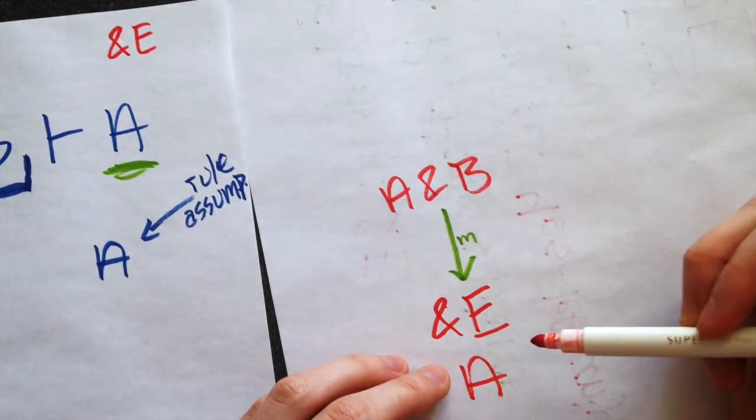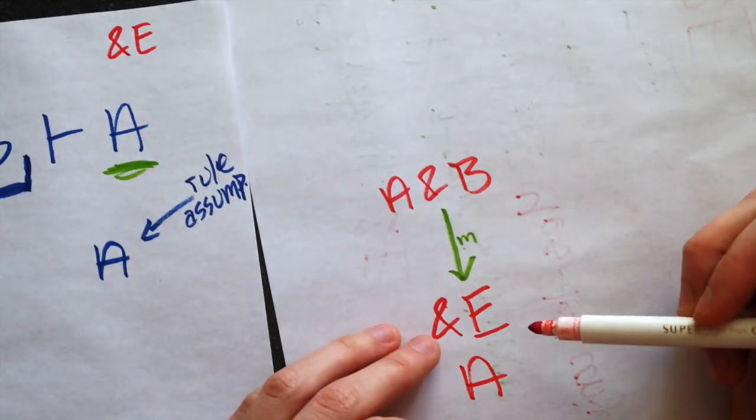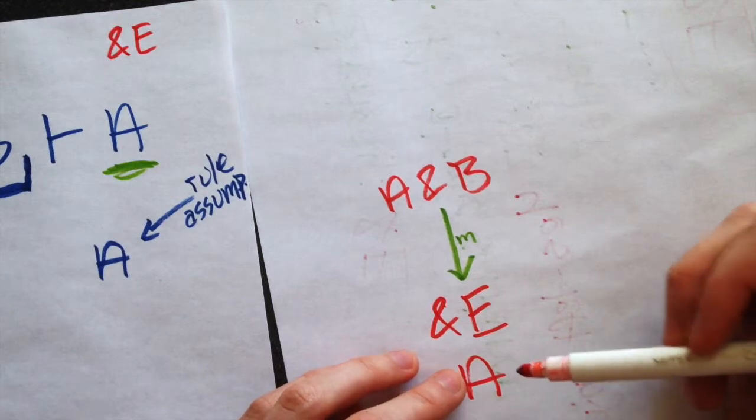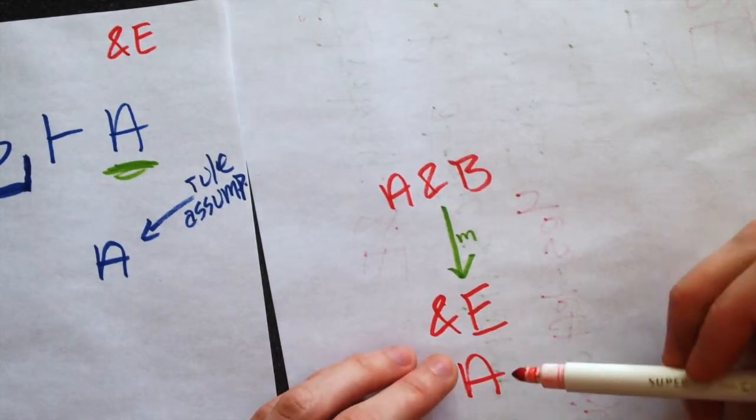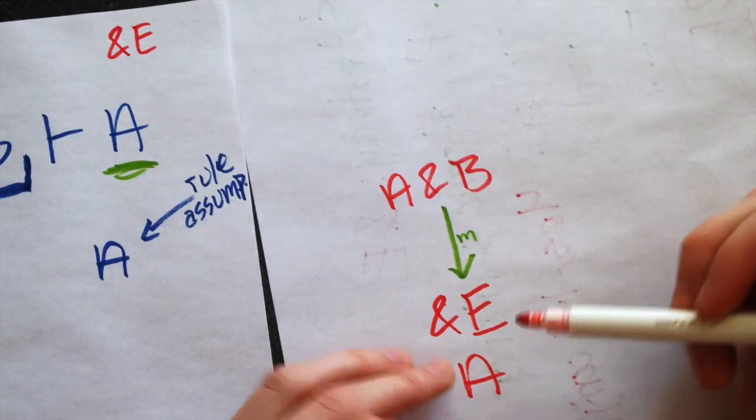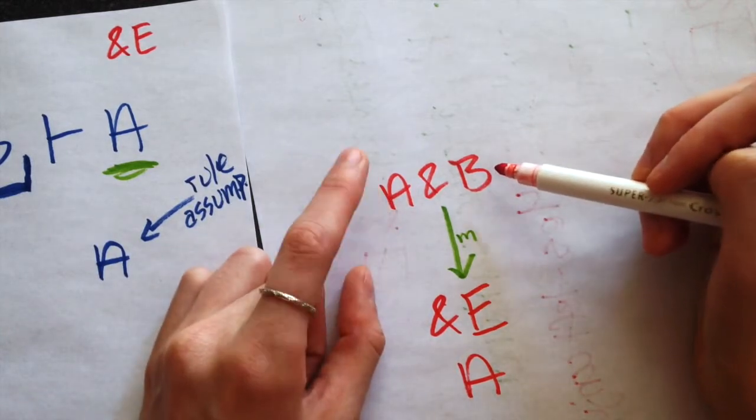Okay. So next question we ask ourselves, right, before we started off the proof by asking ourselves, okay, where is the sentence A? How are we going to get it from these premises? Now we're looking at the sentence A ampersand B.